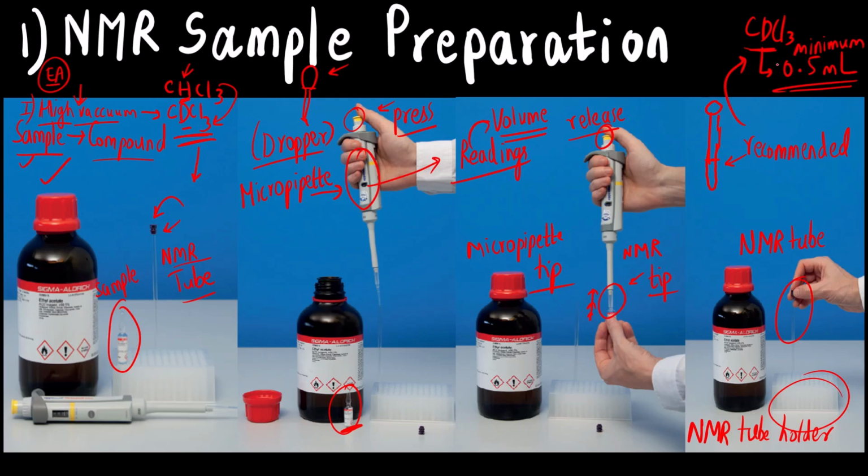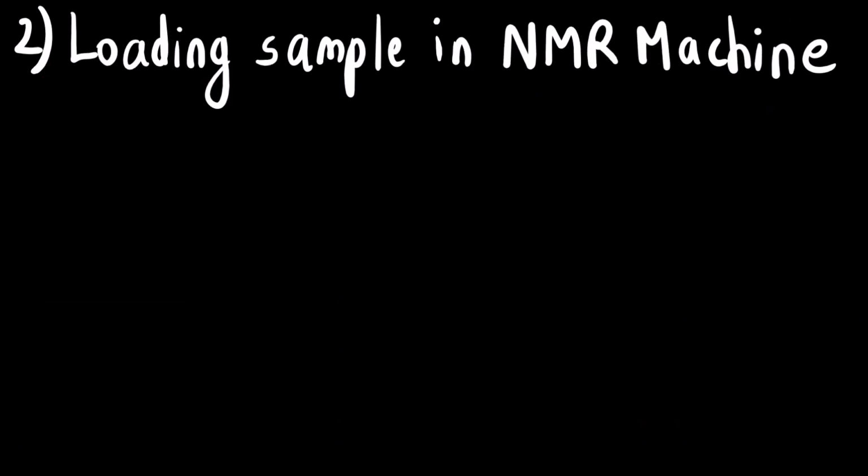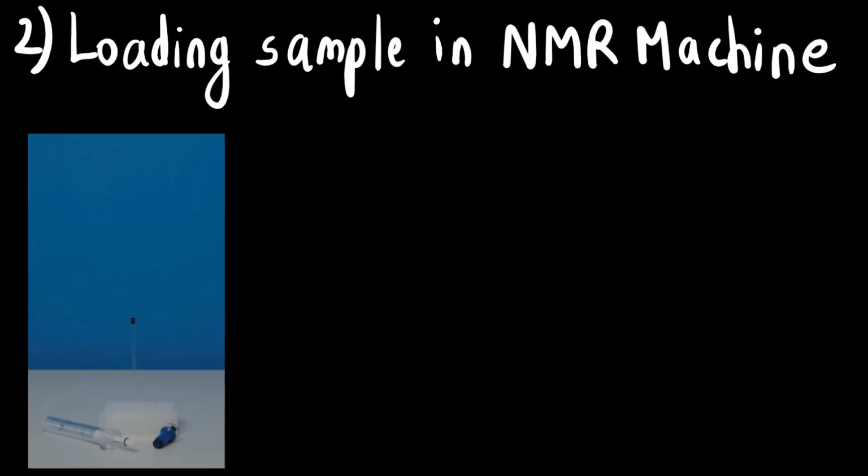So you add 0.5 ml to the compound that you want to analyze, you dissolve it in CDCl3, then you transfer it to the NMR tube using a micro pipette, and then you keep the NMR tube in the NMR holder. The next thing is you have to load this sample into the NMR machine. So how do you do that?